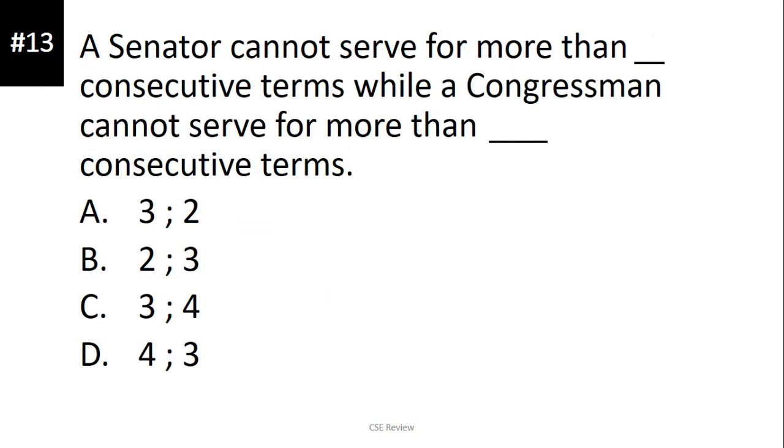13. A senator cannot serve for more than blank consecutive terms, while a congressman cannot serve for more than blank consecutive terms. The correct answer here is B. Okay? So, 2 consecutive terms lang ang senator, 3 consecutive terms lang ang congressman.